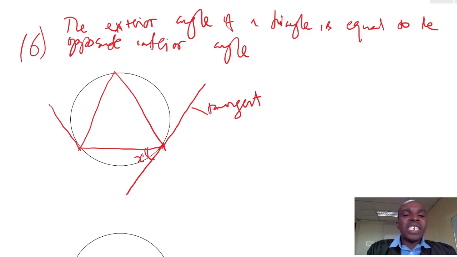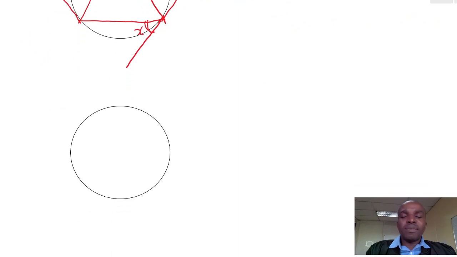Then the opposite interior angle is this one. This is the angle that is opposite this one. So if this angle is x, then this angle is supposed to be x degrees, right? So that's the opposite interior angle. That one is actually key, right?